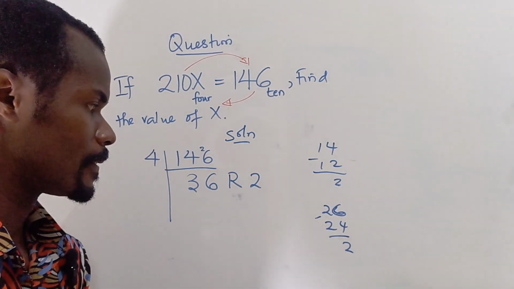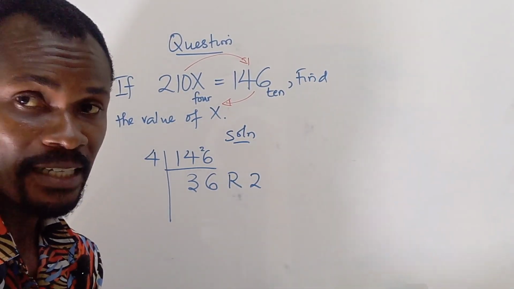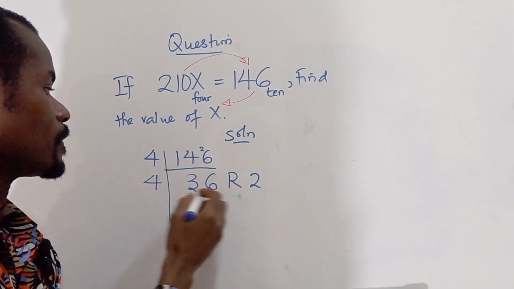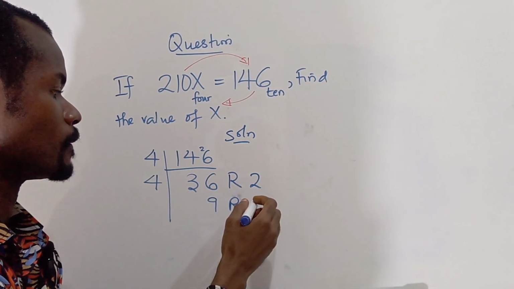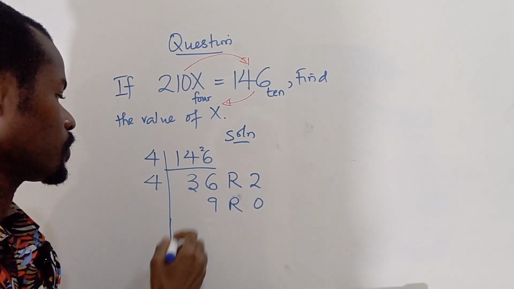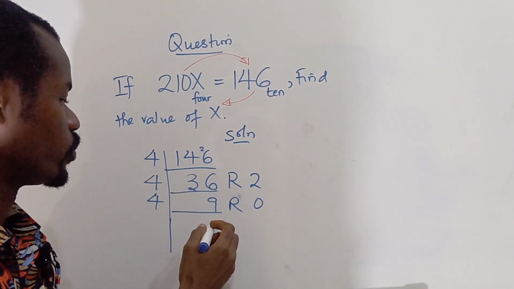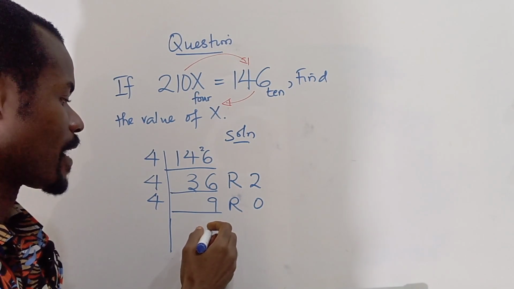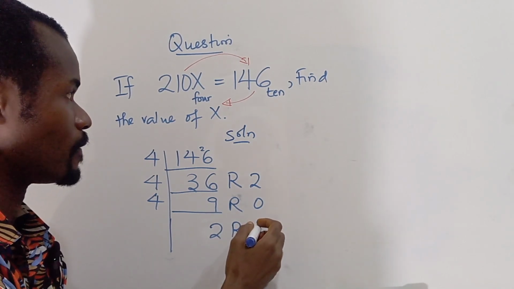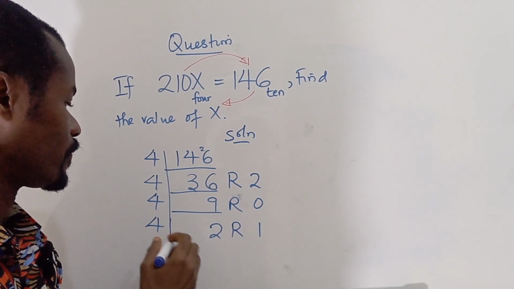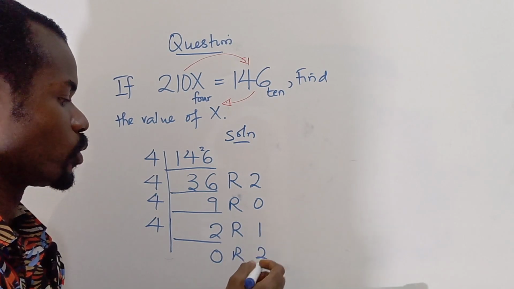So now we can still convert it further. So 4 into 36 is going to give us 9 times. Remainder 0. Now we can still go one more time. So 4 into 9 is going to give us what? We have 2 times, which is 8, remainder 1. And finally 4 goes into 2: we have 0, remainder 2.